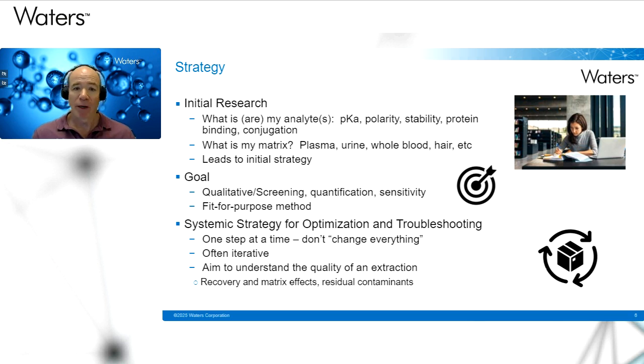The other thing is, what's my matrix? There are differences between plasma, urine, whole blood, hair, oral fluid, etc. Each one of these has its own unique challenges to overcome. And this will really lead to our initial strategy. Hopefully we'll start with some knowledge like, okay, I have a moderately polar compound, it's a base, I'm doing it in urine, it might be conjugated, and that'll say, I need to deconjugate it, get the pH right, and then extract it, versus maybe something in blood where you would have to precipitate it to get rid of the blood cells and protein.